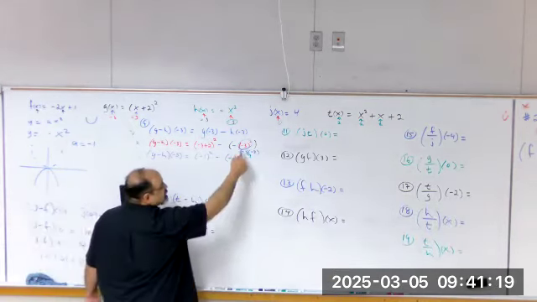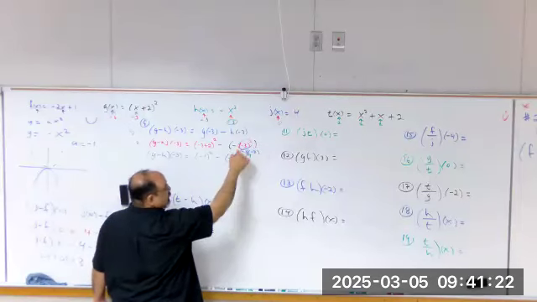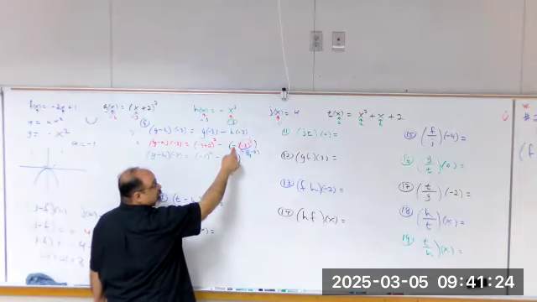So this negative 3 squared, that becomes positive 9, but there's a negative waiting out in front of it.